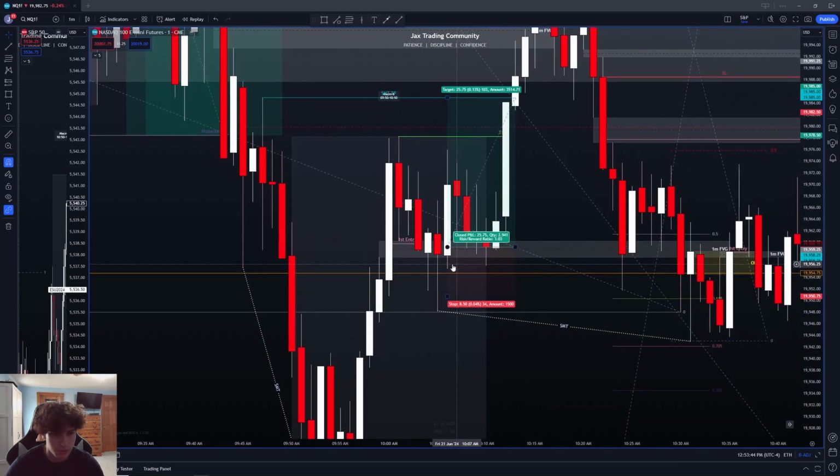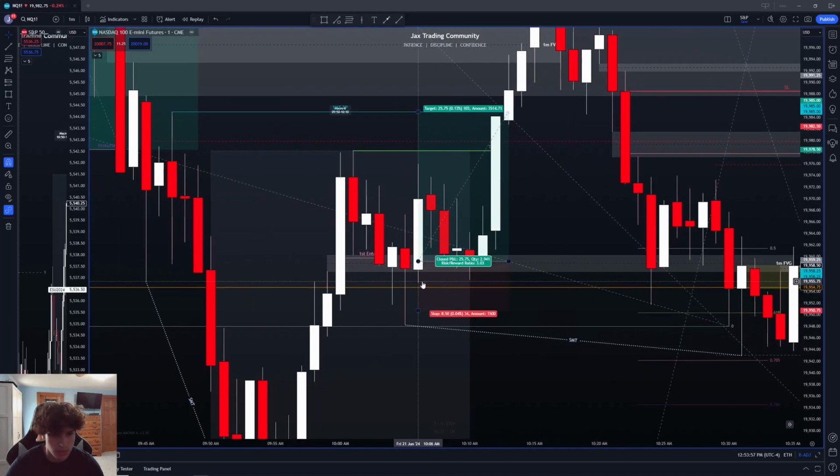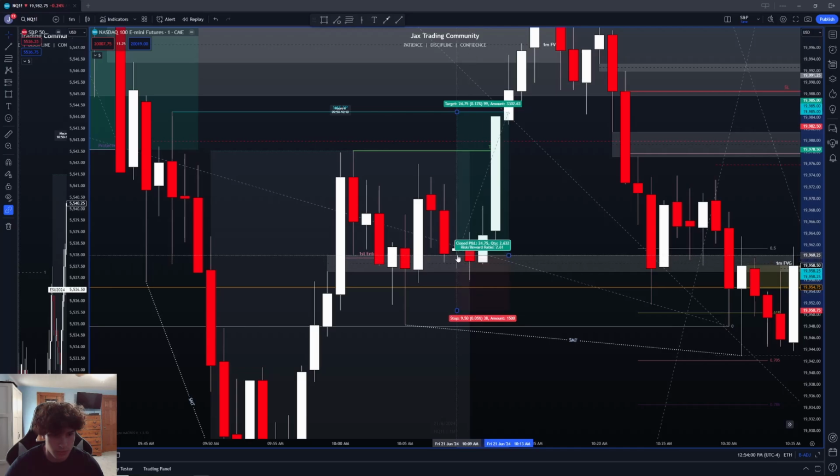I wanted to look for an entry, so we have this 1 minute. Now I didn't enter yet. You can see we closed, and I wanted to see us sort of have a reaction off. So this was not my entry. This right here is my entry. So I was wanting to wait for a candle to close above the fair value gap. So you can see right here, we closed below.